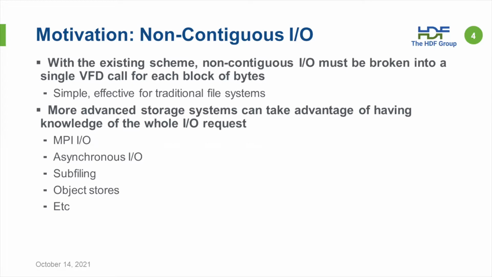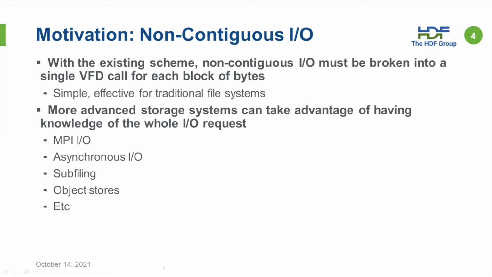So that works fine for POSIX, because to a POSIX read call, you can't batch multiple runs into that single call. But there are other cases where we might want to be able to pass more information to the underlying file system, or the file driver might be able to do something with more information on the shape of the entire IO request, not just a single block. So yeah, as it says, with the existing scheme, you must break non-contiguous IO into a series of IO calls, one for each block.